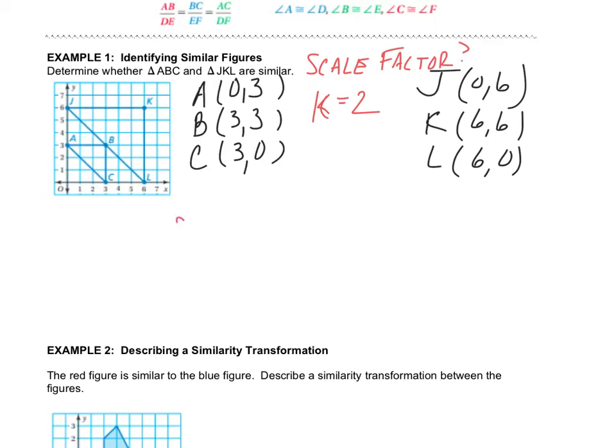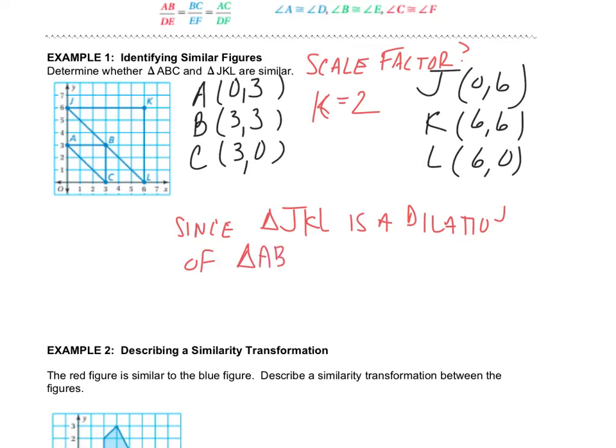So how we're going to write this is, since triangle JKL is a dilation of triangle ABC, the triangles are similar.